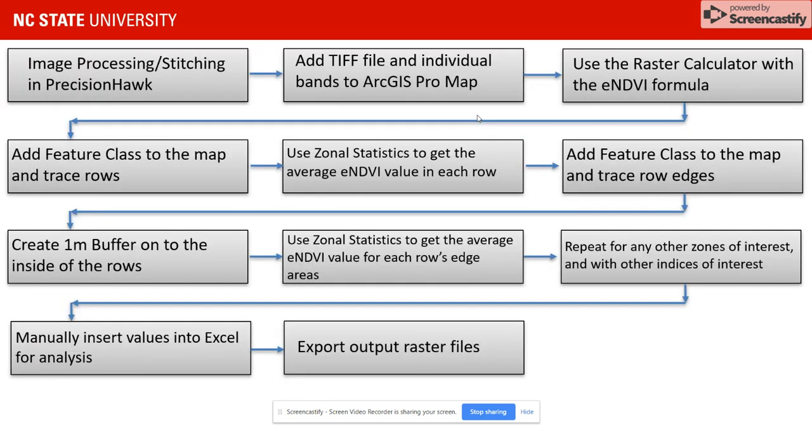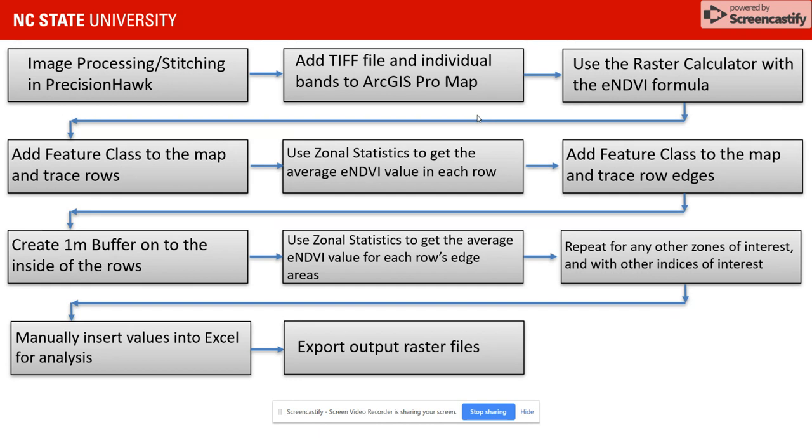So here's a quick flow chart of the image processing project. First, the images were stitched together in PrecisionHawk software and then exported to ArcGIS Pro as a TIFF file. I used the raster calculator, like I said before, with the ENDVI formula to come up with the ENDVI output file. I then added feature classes to the map and traced each individual row in the field. There's 7 of them.